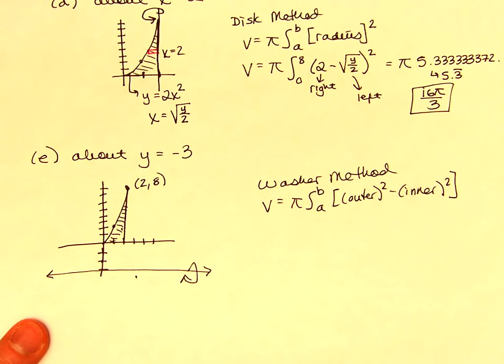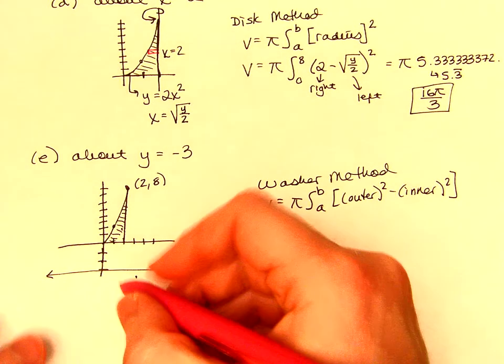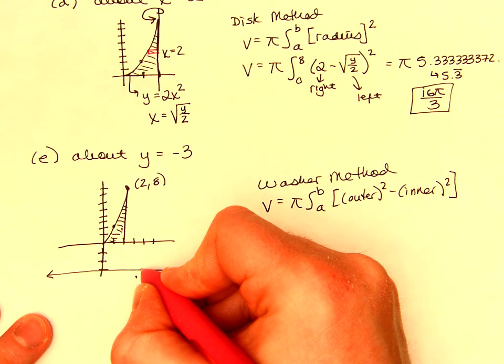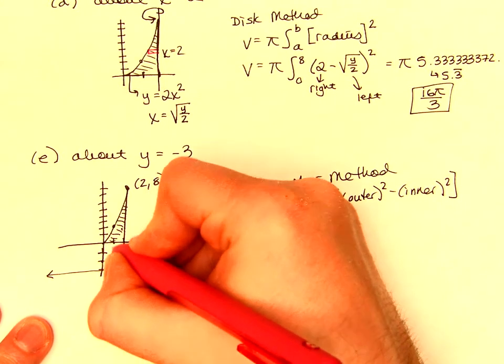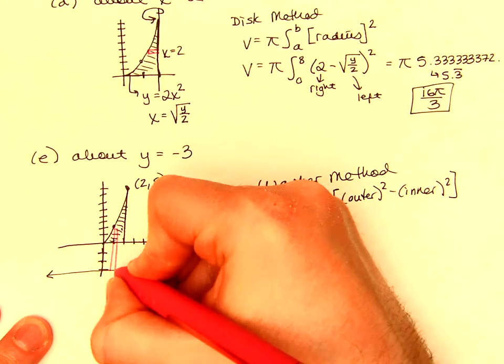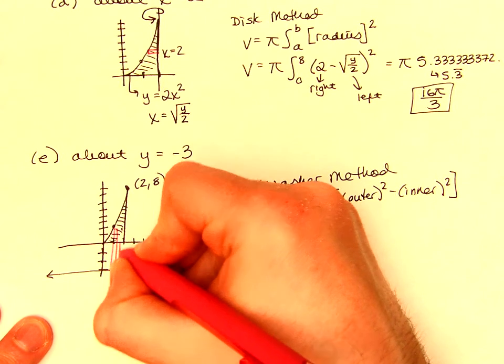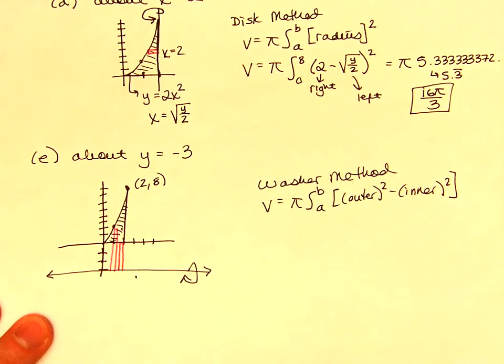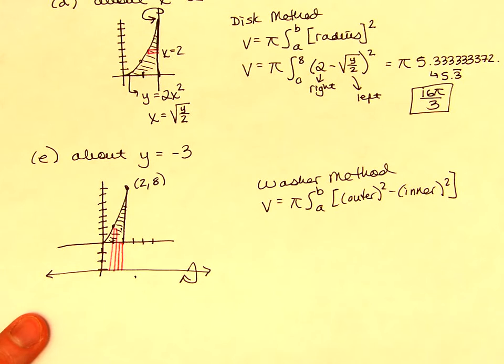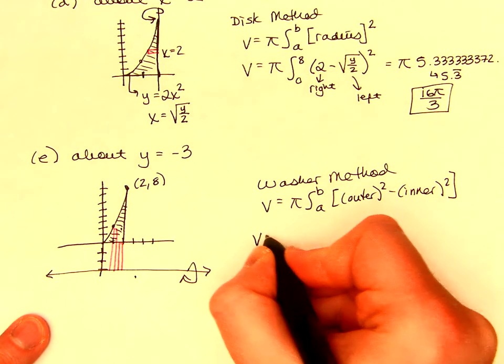Decide if your rectangle should be vertical or horizontal. Hopefully you decided vertical. They're going to start on that line, y equals -3. Outer radius is going to go to the parabola. Inner radius is going to go to the x-axis. See if you can do the setup. Pause it and see what you can do.